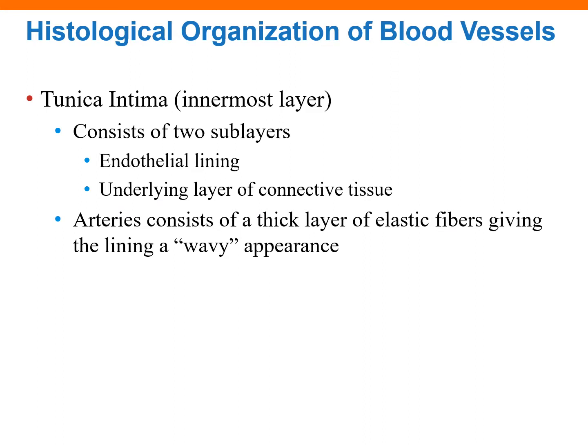We're going to first look at the histological organization of blood vessels and the different layers. They come in 3 layers. First is the tunica intima. This is the inner layer. It has an endothelial lining and an elastic connective tissue. In arteries, it has a slightly thicker amount of elastic fibers, giving it a wavy appearance.